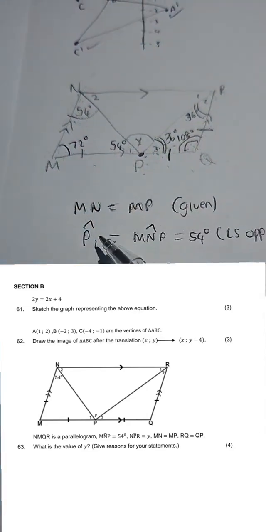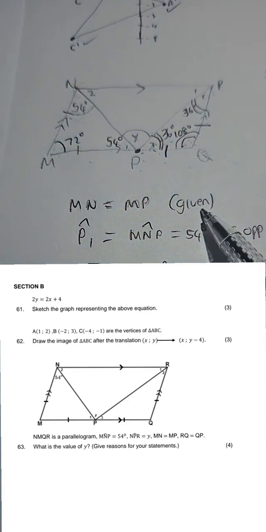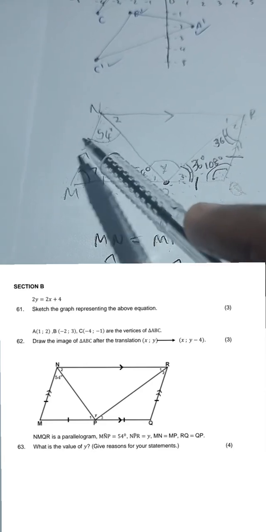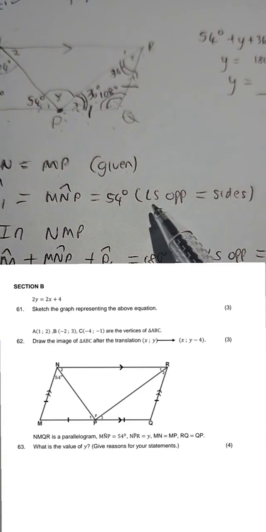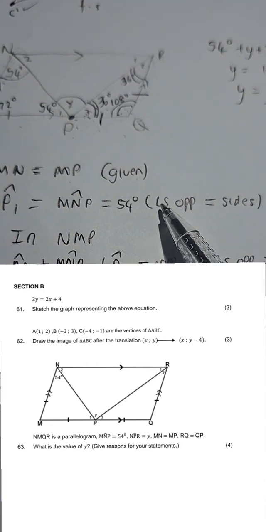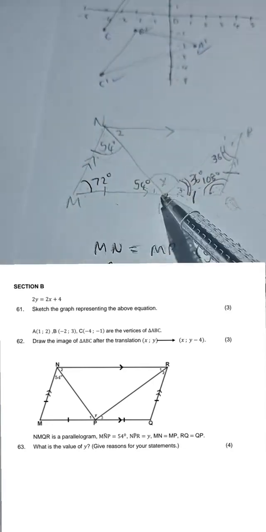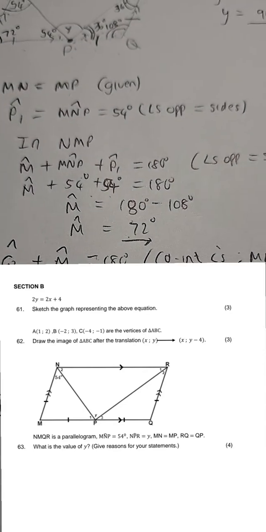MN is equal to MP from where I started. Given P1 is equal to angle MNP, 54 degrees. Reason, please guys, we don't write base angles of an isosceles triangle. We write angles opposite equal sides. Then in this triangle, I found angle M, which is 72 degrees.